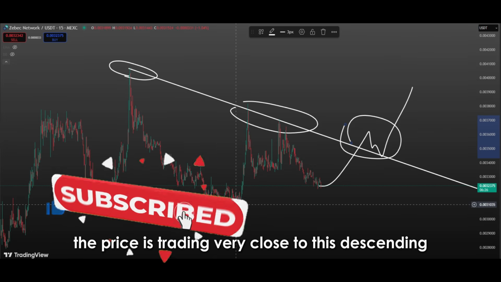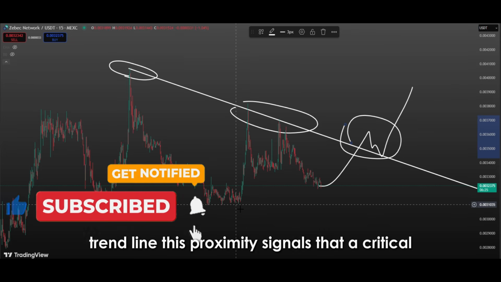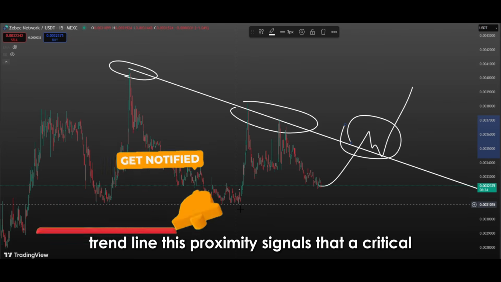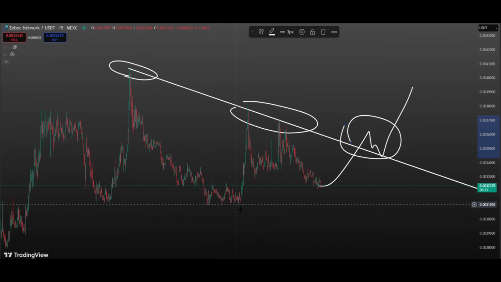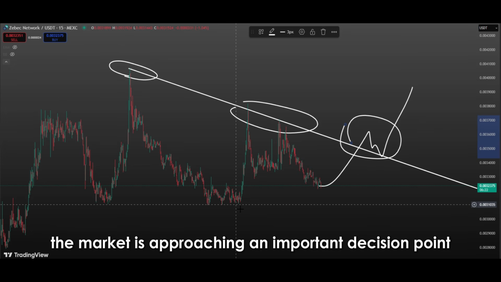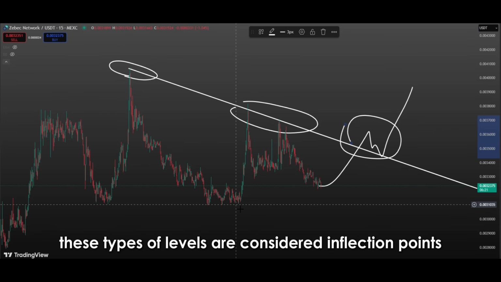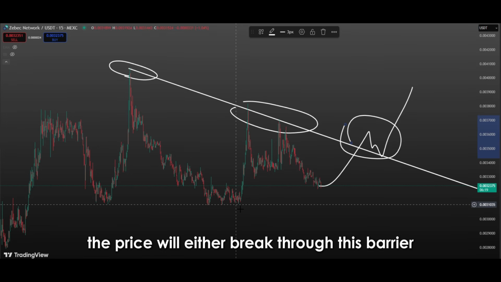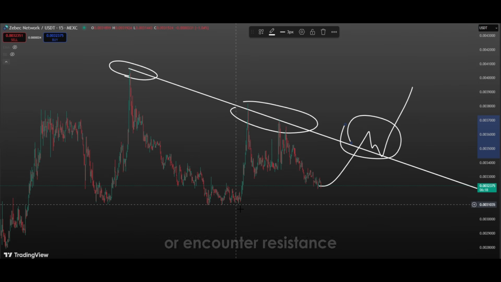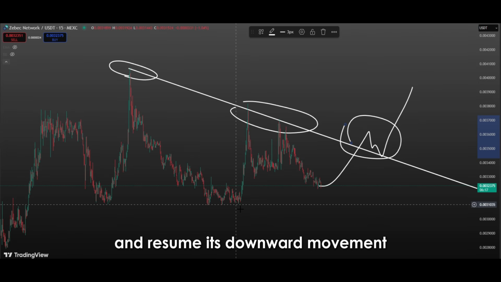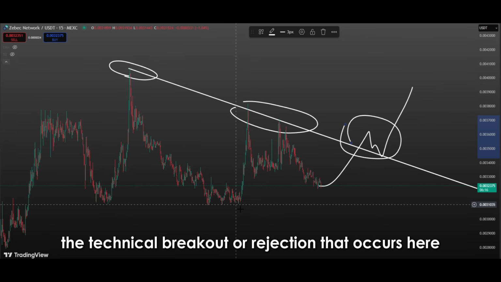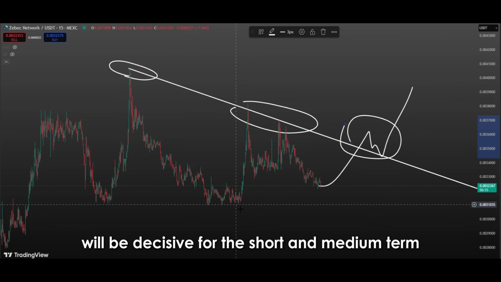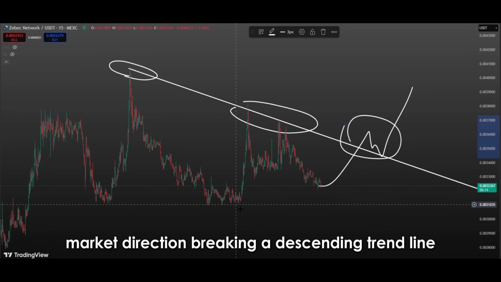At present, the price is trading very close to this descending trend line. This proximity signals that a critical technical level is about to be tested, and that the market is approaching an important decision point. These types of levels are considered inflection points in technical analysis. The price will either break through this barrier and initiate a new upward phase, or encounter resistance and resume its downward movement. The technical breakout or rejection that occurs here will be decisive for the short and medium-term market direction.